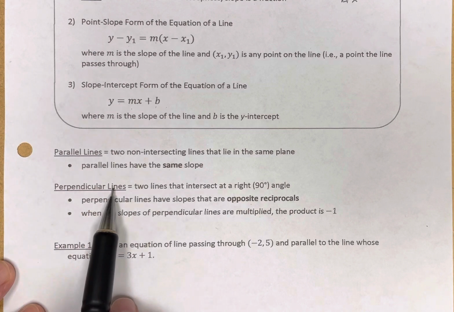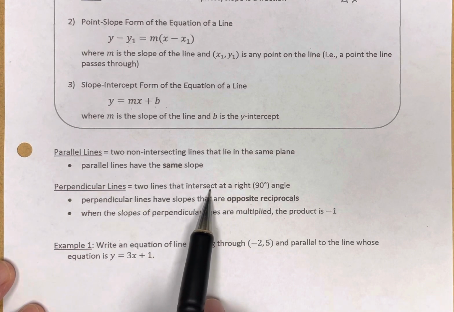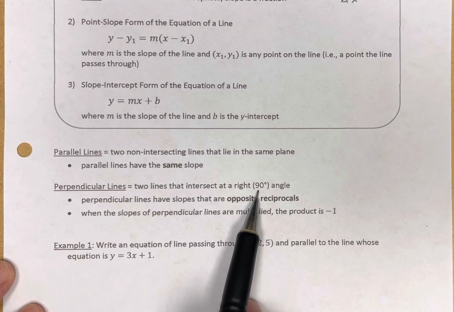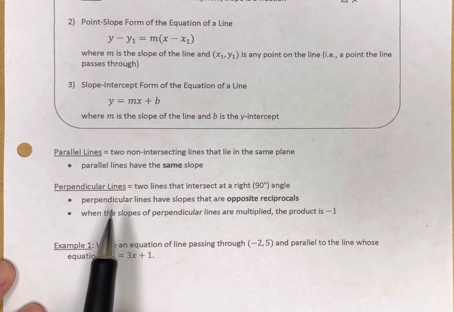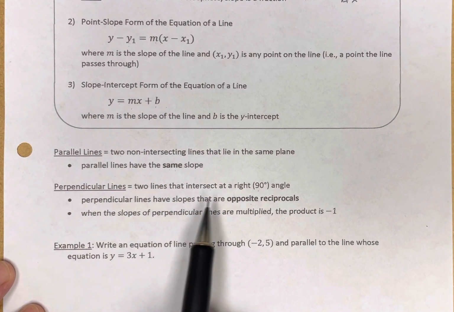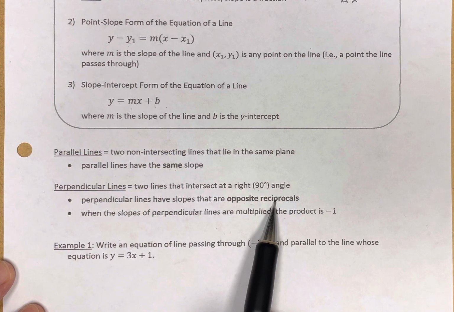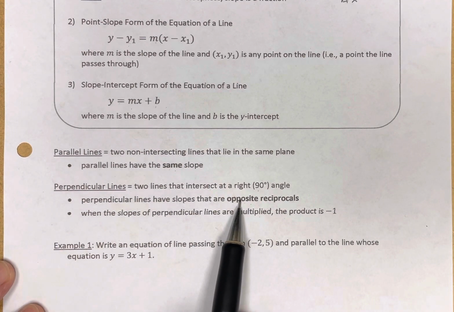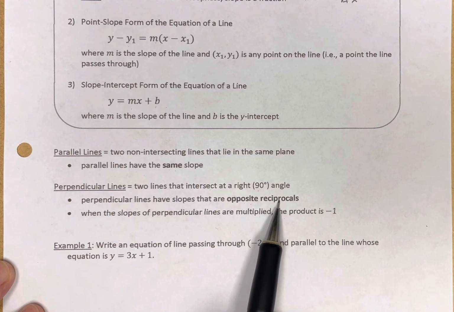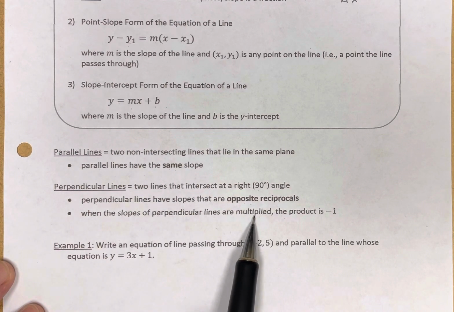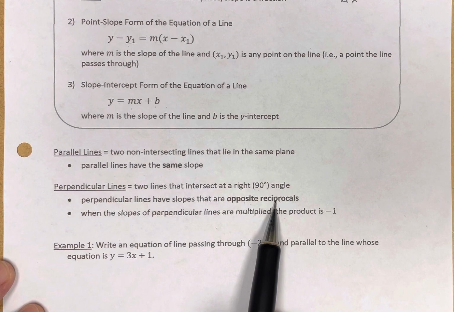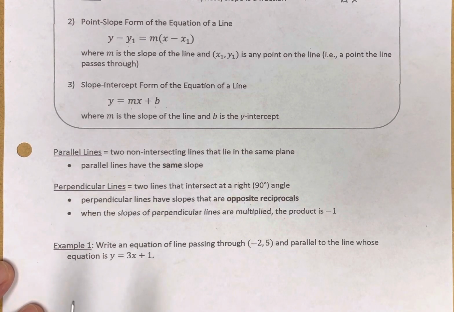Okay, perpendicular lines are two lines that intersect at a right or 90-degree angle. While parallel lines have the same slope, perpendicular lines have slopes that are opposite reciprocals. So if it's a positive, we're going to change it to a negative, and we're going to flip the fraction. The reciprocal is 1 over the fraction, which means you change numerator and denominator. We also want to note with perpendicular lines, when their slopes are multiplied, because they are opposite reciprocals, the product is -1. Let's take a look.